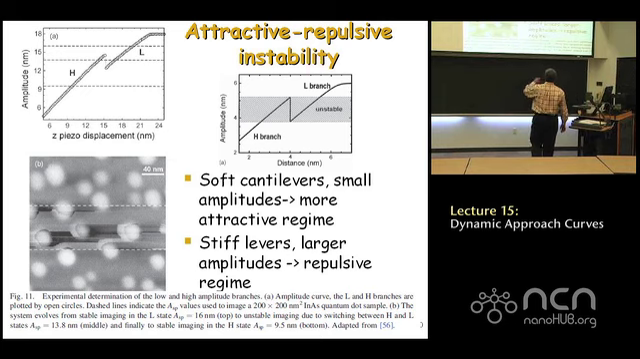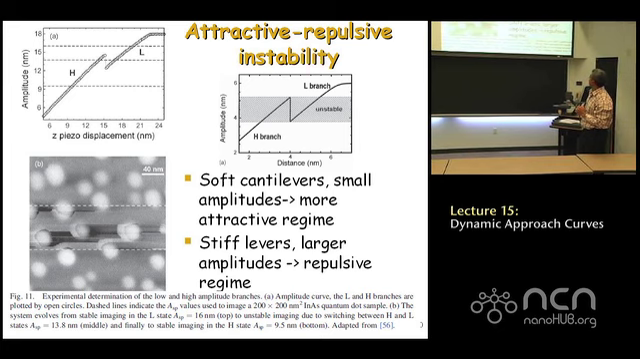Okay? So you'll learn a little more about this in the next class, but how do you switch between these states? How do you make sure you have more of repulsive, more of attractive? Soft levers and smaller amplitudes tend to make the probe stay in the attractive regime most of the time, whereas larger amplitudes and or stiffer levers are more likely to get into the net repulsive regime. Okay? All right. Now, one more example, again taken from the reader.